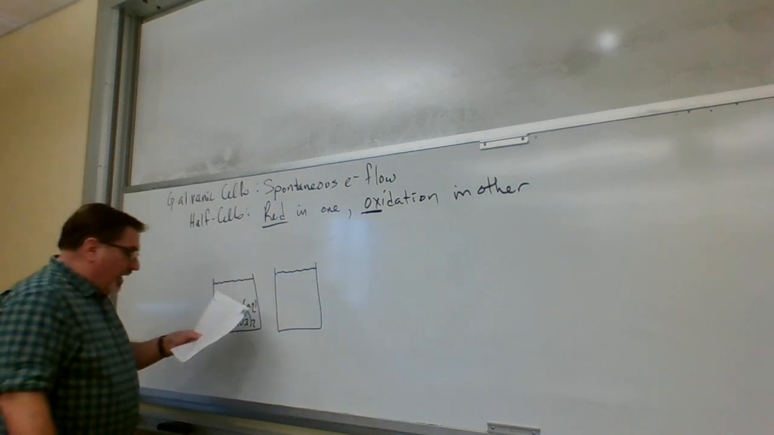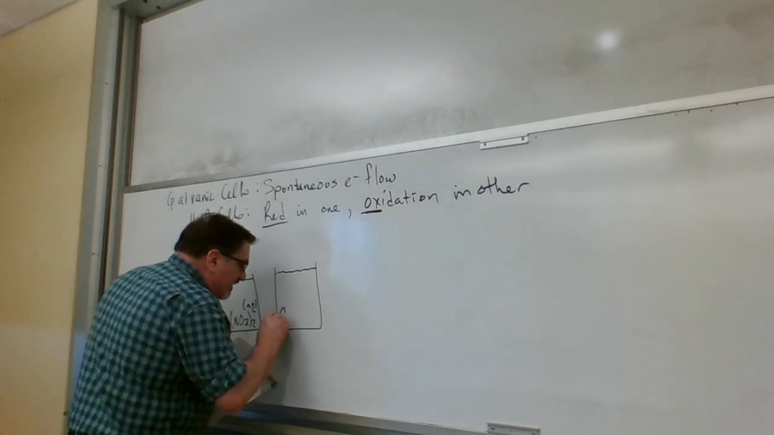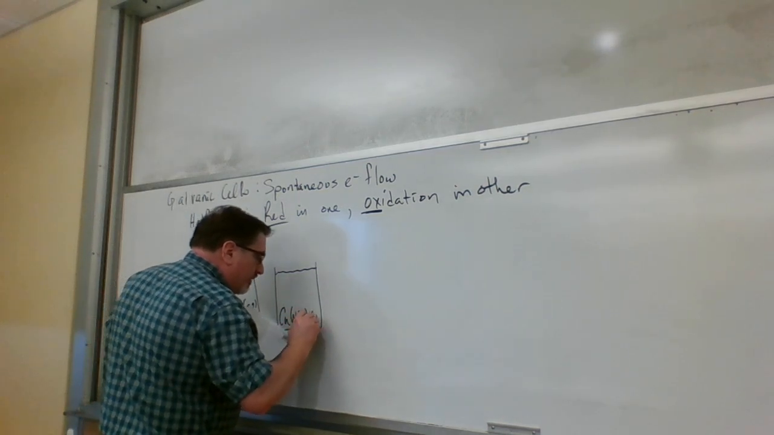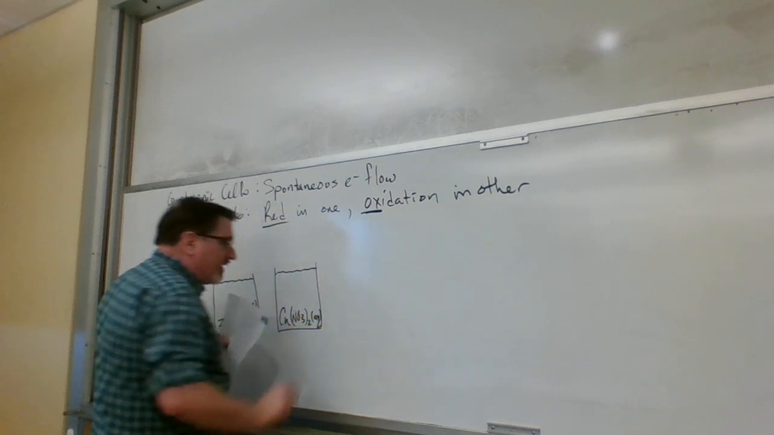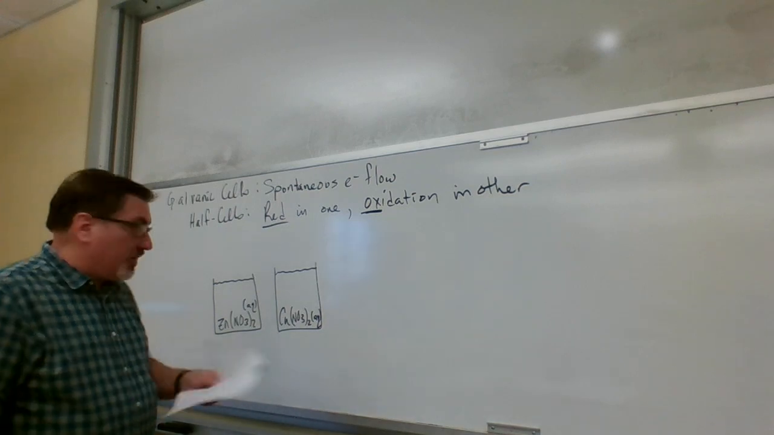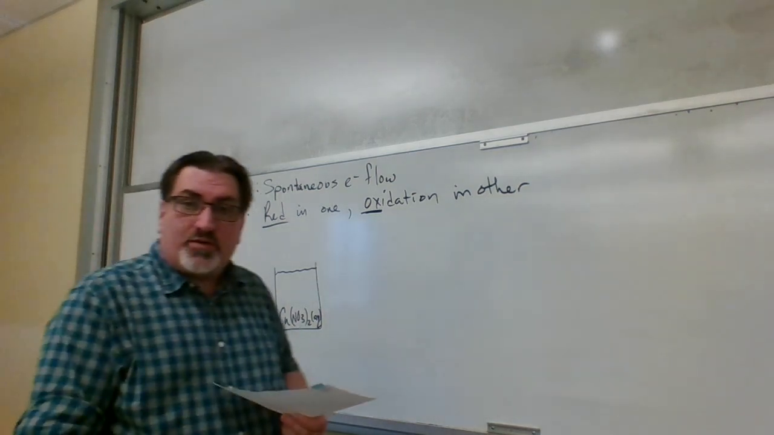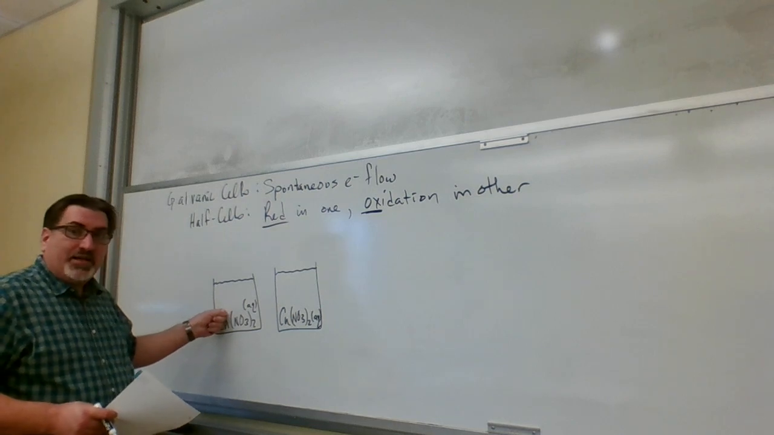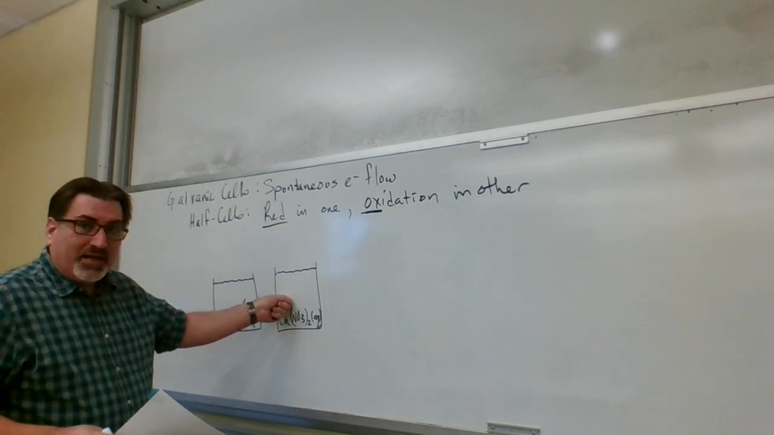In the beaker on the right, we're going to put in Cu(NO3)2 in aqueous solution. So we have aqueous zinc nitrate and aqueous copper nitrate because those are soluble compounds, right? They're strong electrolytes. So what we really have here is a solution of zinc and nitrate ions, and a solution of copper and nitrate ions.